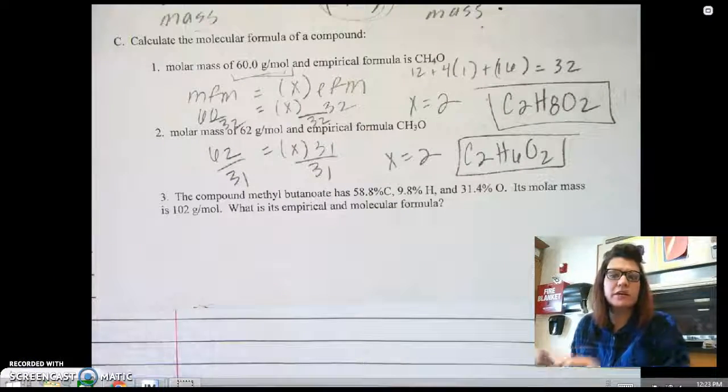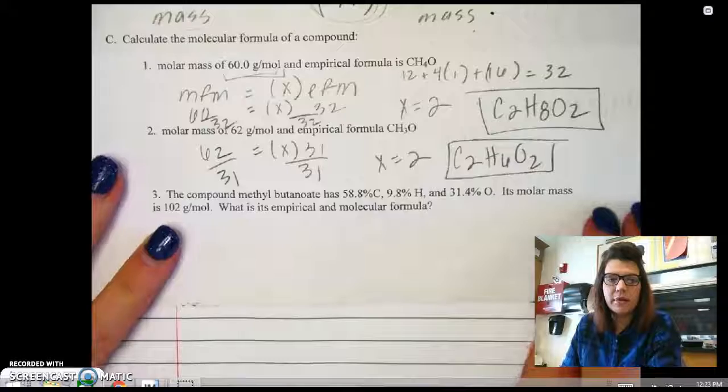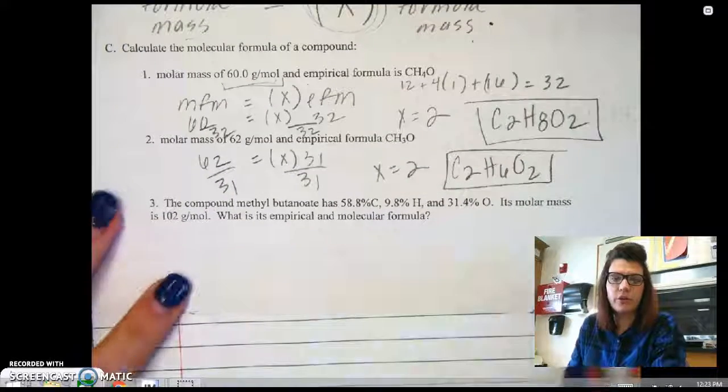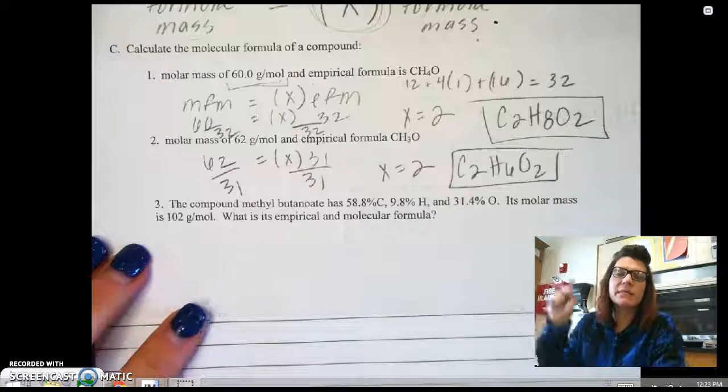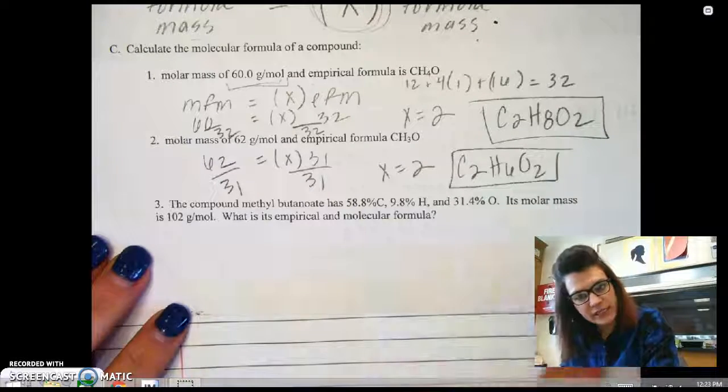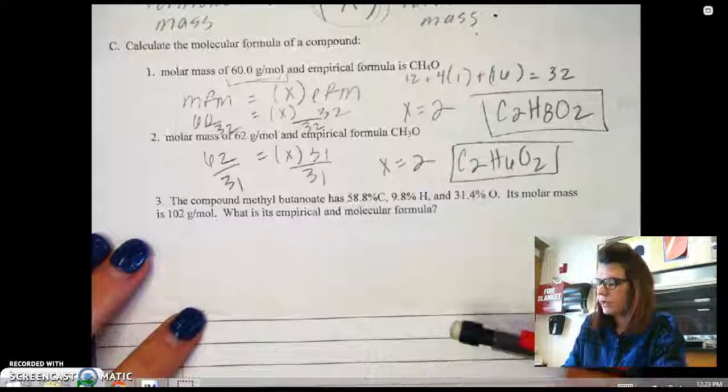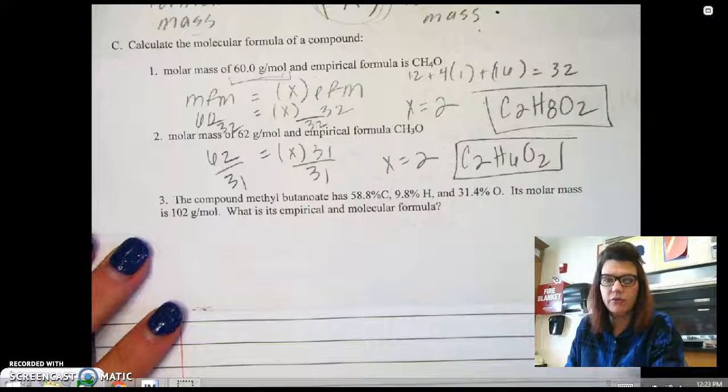Number 3 says the compound methylbutynate has 58.8% carbon, 9.8% hydrogen, and 31.4% oxygen. Its molar mass is 102. What is the empirical formula and the molecular formula? Okay, so the first thing we have to do here is solve for empirical formula.